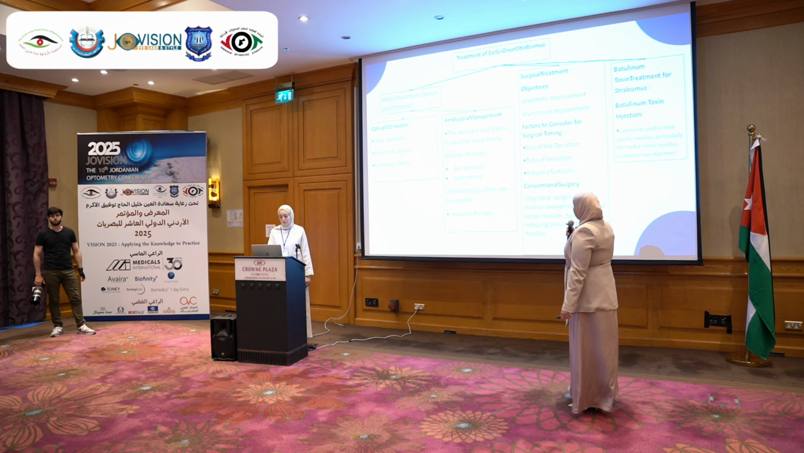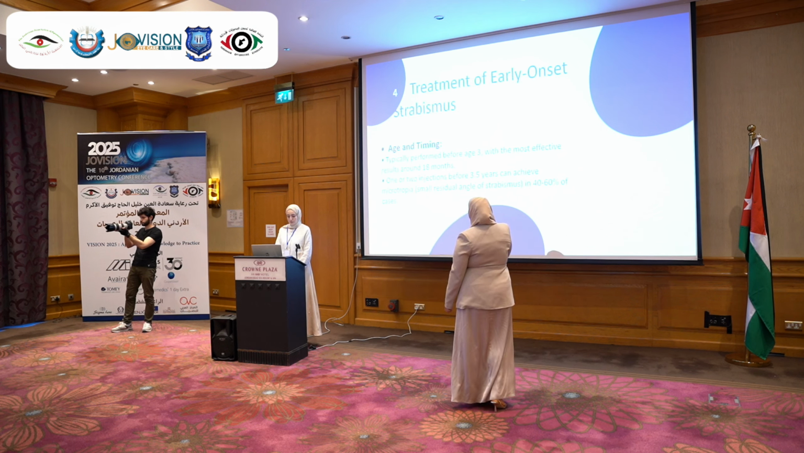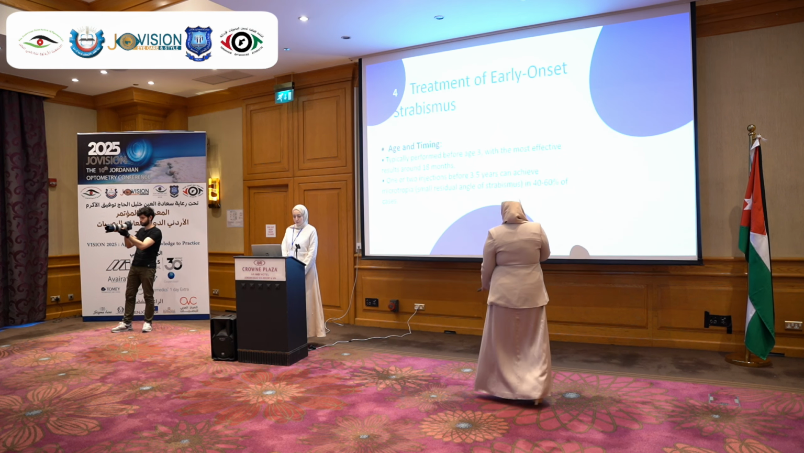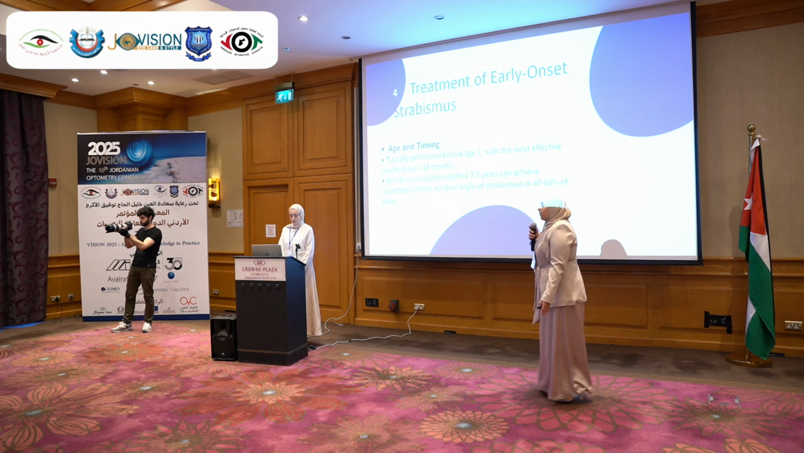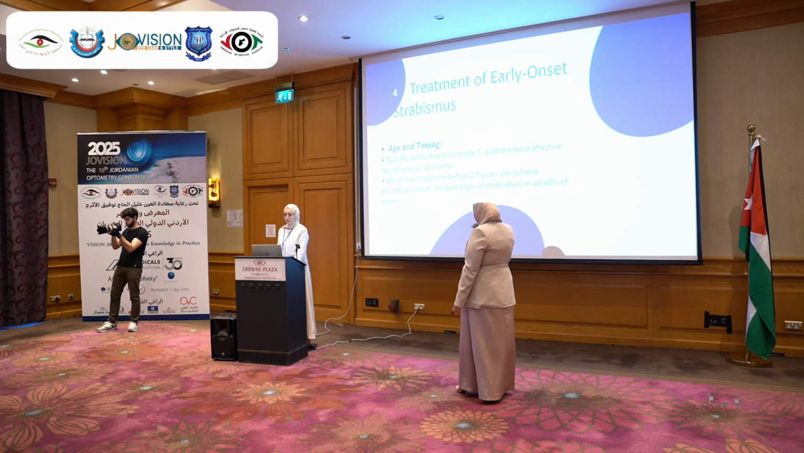Now we're going to talk about age and timing for starting surgery or botulinum toxin. About surgery, we typically advise before 3 months, around 18 months, for good results. For botulinum toxin, we do 1 to 2 injections before 3 years. That can achieve a microtropia for us in 40 to 60% of cases.